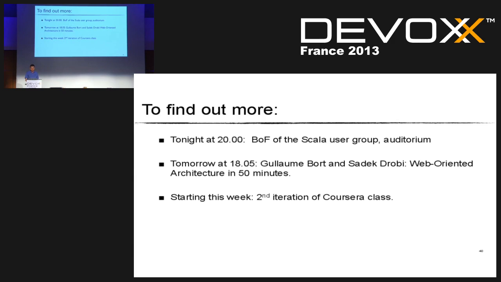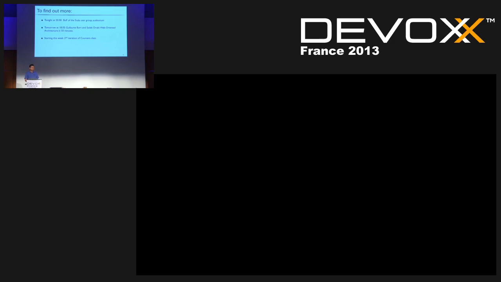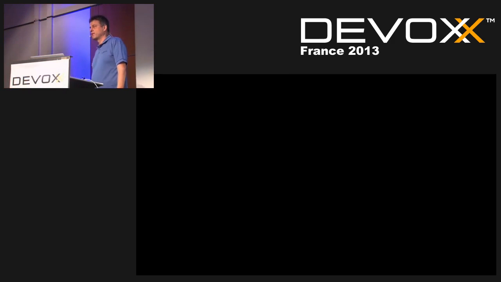And if you want to really find out more, there's a class on functional programming principles in Scala on Coursera. The second iteration just started this week, so if you enroll this week, you won't have missed anything. It will go for 7 weeks, and the workload is maybe 5 hours a week. So far, we had 80,000 inscriptions for this course.